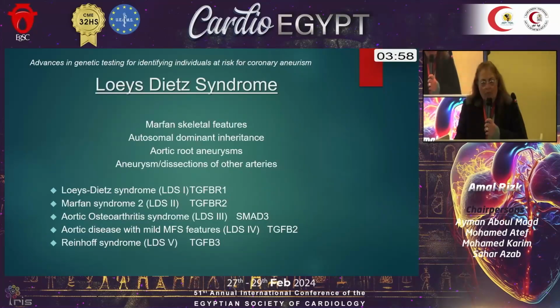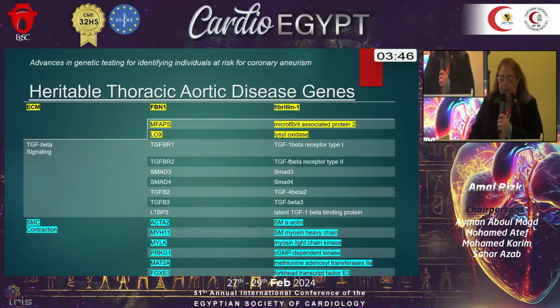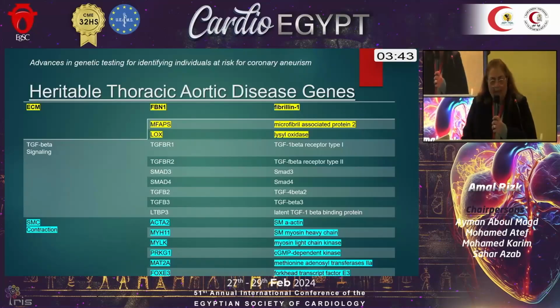Also, Loeys-Dietz syndrome is associated with the transforming growth factor and liability for coronary artery aneurysm formation. All these are genes that are associated with coronary artery disease and aortic disease in general. As you can see, the fibrillin gene is at the beginning, and the transforming growth factor beta signaling, with all the types of transforming growth factor receptor 1 and 2 with SMAD 3 and 4, and the smooth muscle cell contraction genes, ACTA2, myosin heavy chain, myosin light chain, pyruvate kinase 1, and others.